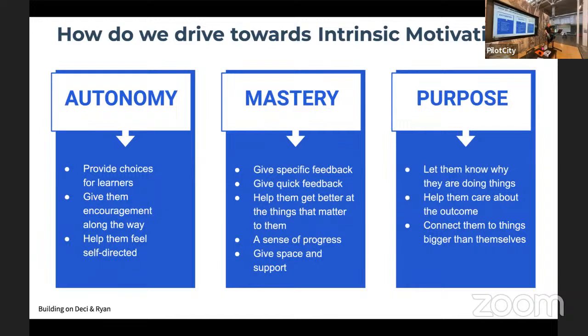And the last one is purpose. Let people know why they're doing things. Help them care about the outcome. And if you can, connect them to things that are bigger than themselves. I think that is a huge part of PilotCity, because you want to connect people to a real purpose. We also want people to feel like they're doing something bigger than just themselves. They're a student, they want to work on a project, get an internship, work with a company and eventually have a cool job or go to school. But we need to show them that there's a whole connection of people around them who want to help.